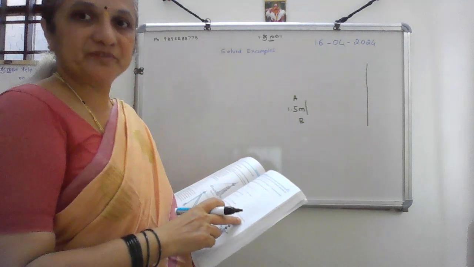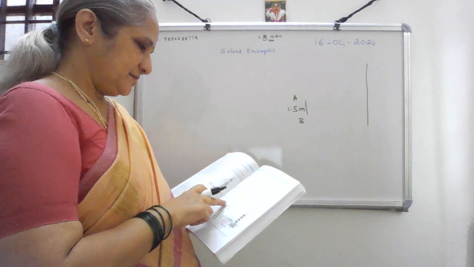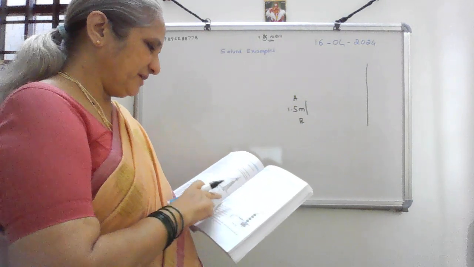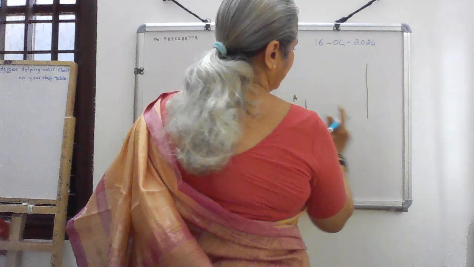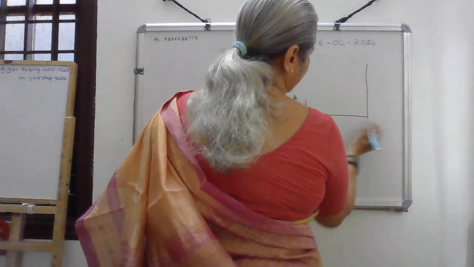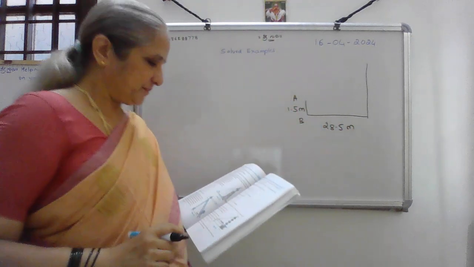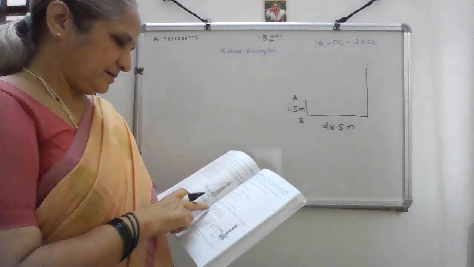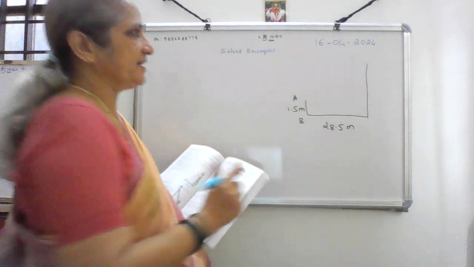the top of the chimney, and that chimney is 28.5 meter away from the observer. That is, the observer is 28.5 meter away from the chimney. 28.5 meter. The angle of elevation of the top of the chimney from her eyes is 45 degree.